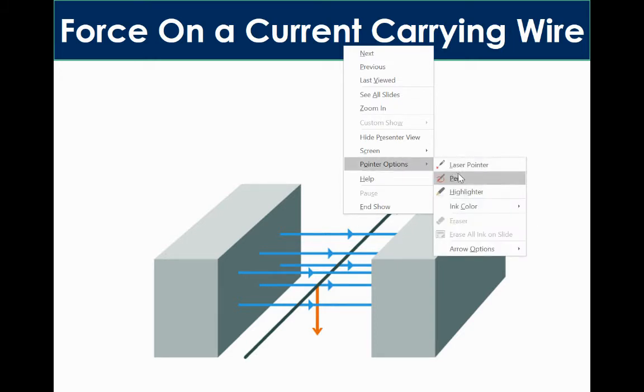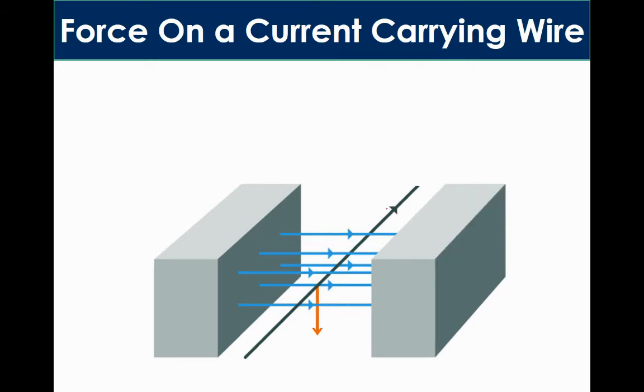So here we have a wire, and we can see which direction the current is going. So this is positive and this is negative. We have a magnetic field. So this is a north pole and this is a south pole, and we can see that there is an orange arrow on the wire where it experiences a force.